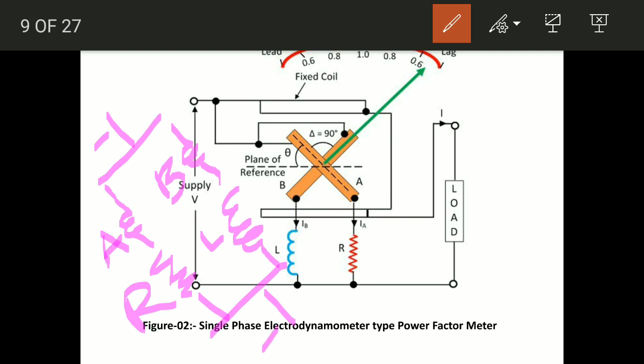Now remember one thing, the value of R which is connected in series with coil A is non-inductive in nature. It is purely a resistor, and the value of L which is connected in series with coil B is 100% inductive in nature. That means the current flowing through this particular coil lags the supply voltage by an exact angle of 90 degrees, whereas the current flowing through coil A will remain in phase with the supply voltage because the impedance of this path is purely resistive in nature.